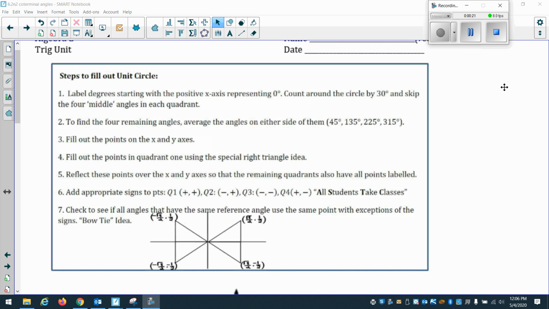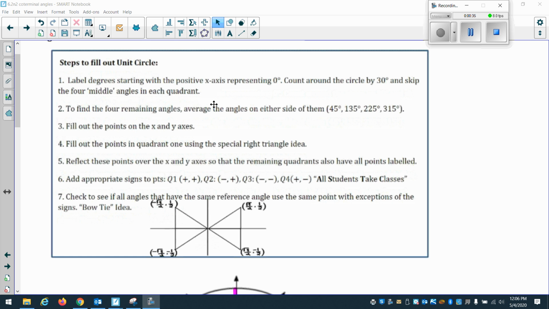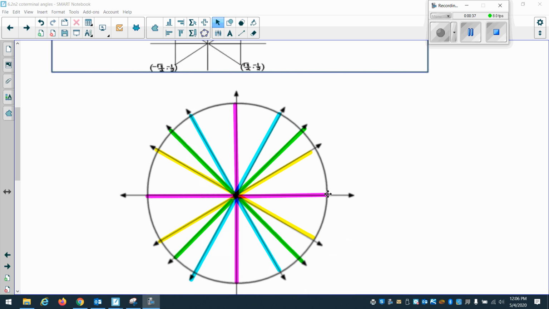Steps to fill out the unit circle. Label degrees starting with the positive x-axis representing 0. Count around the circle by 30 degrees and skip the middle 4 angles in each quadrant. So you would start here, this purple line with 0, then it would be 30, 60, 90, 120, 150, 180, and so on and so forth. So the green color you will be skipping.